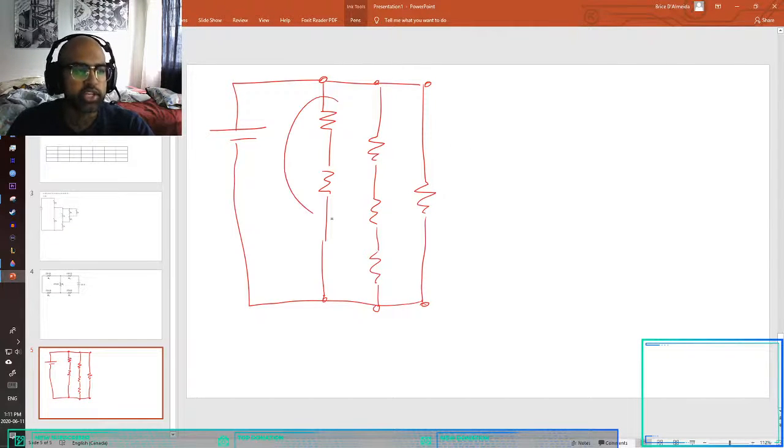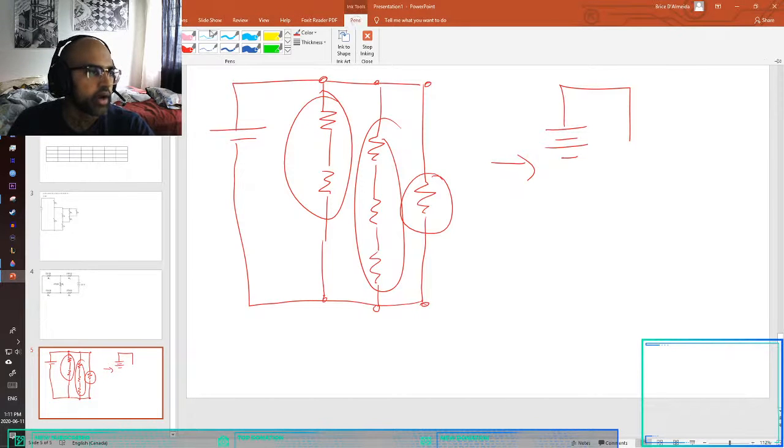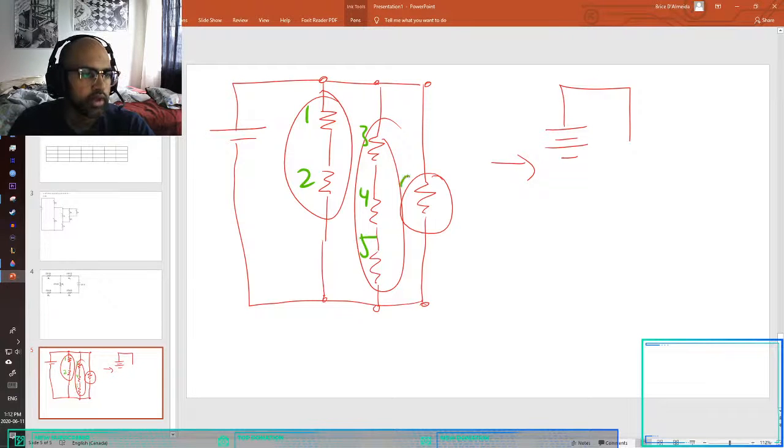This can be imagined as combining these two, and these ones, to look at it as a circuit that looks something like this. Oh, I did it the wrong way around. Okay, I'll fix that. As a circuit that looks like this, where we have, let's label everything. Let's get a different color, actually. Let's go green here. Let's call these 1, 2, 3, 4, 5, and 6. So 1 and 2 are combined into 1 here.